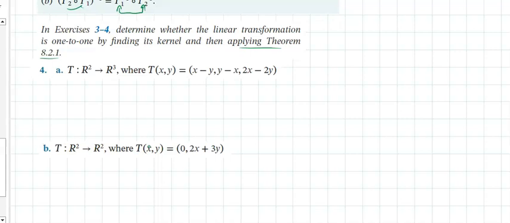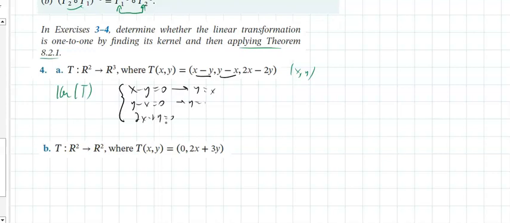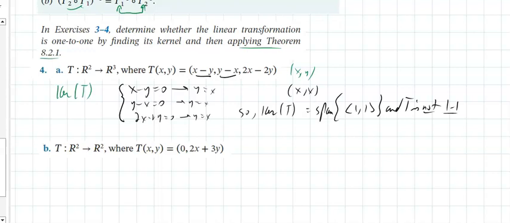And the way you would do that, basically, you want to figure out what the kernel of T is, given x, y. Well, let's see. I want x minus y to equal 0, y minus x to equal 0, 2x minus 2y equal to 0. Well, this is implying that y equals x in every case. And if y equals x, then we're talking about x, x. So the kernel of T would equal the span of any multiples of 1, 1. So T is not one-to-one. It should be 0, 0.